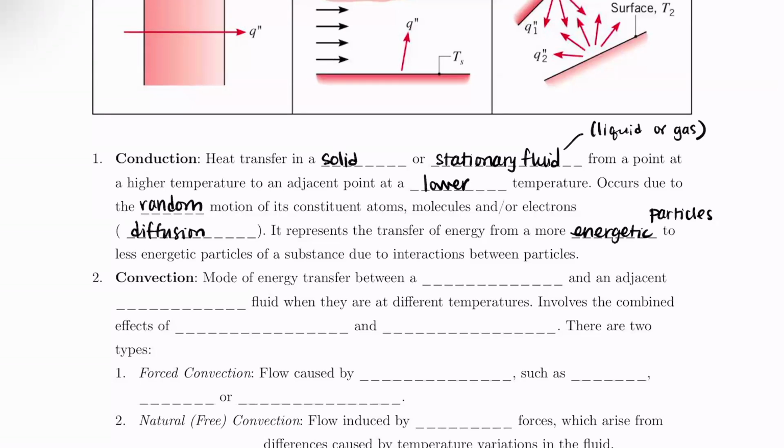So all solids are going to be stationary. The molecules are all stationary relative to other molecules in that material. And it can also happen in fluids. So a liquid or a gas, the molecules can be relatively stationary to one another if they're not moving. But liquids and gases are capable of moving. So that's why we have to talk about another mode of heat transfer, which is convection.